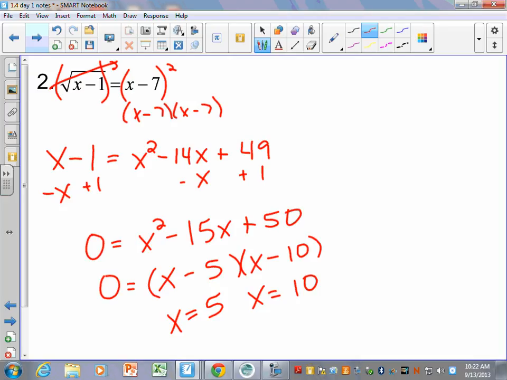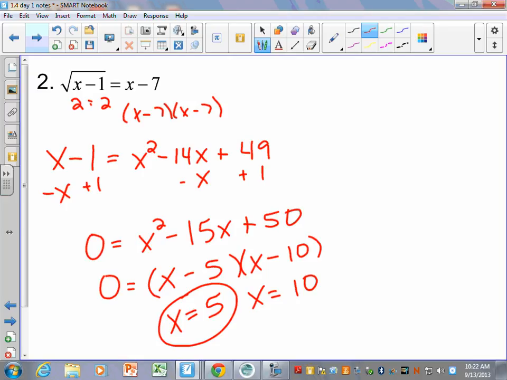Again, we want to check this and make sure that it works up here. So I'm just going to erase this and make sure that you get a true statement up here. If I plug 5 in here, 5 minus 1 is 4, and the square root of 4 is 2. Agree with that? And if I plug 5 over here, 5 minus 7 is 2. So that's good to go?